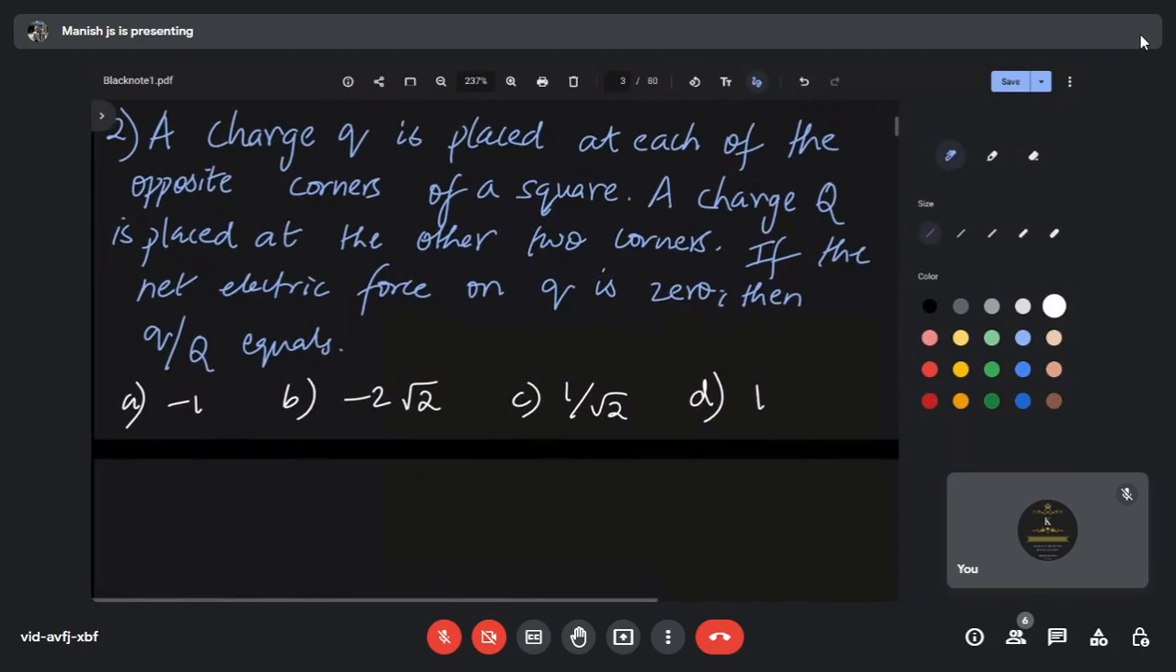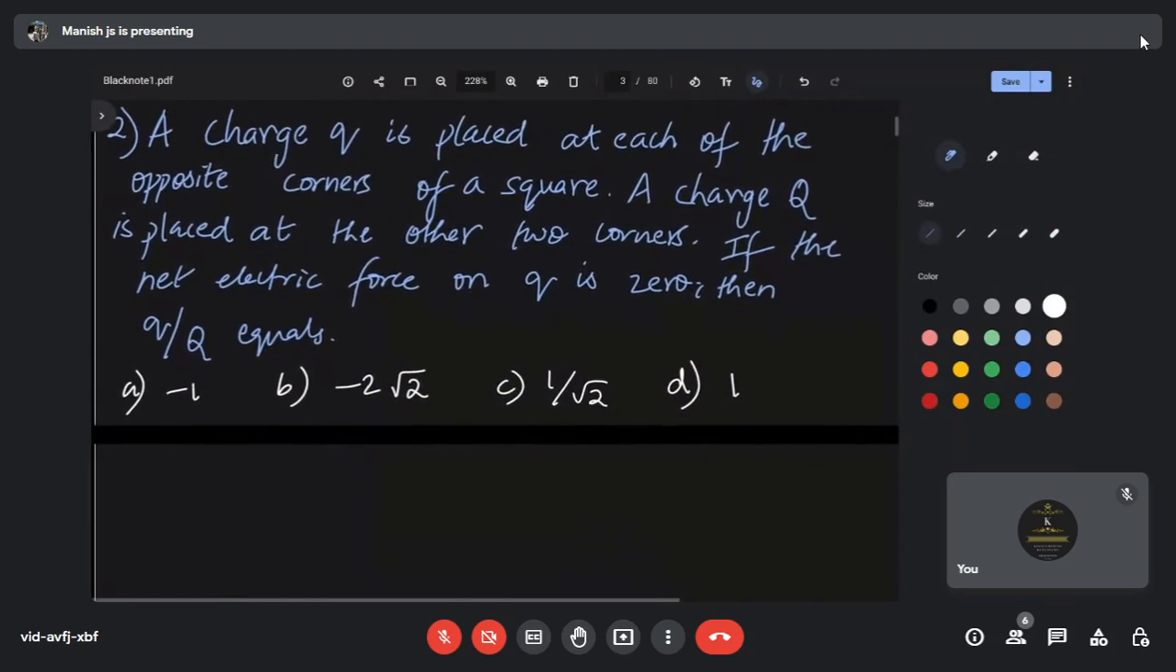Okay, this is the question. So I trust you have drawn and illustrated this. So now you can start doing this. Let's try.